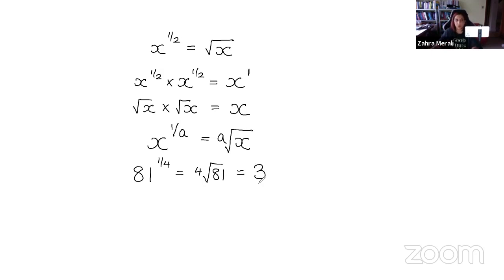So that's all your different types of rules of indices. You've got in total those 5 rules. When you multiply, you add. When you divide, you take away. When they're to the power of each other, you're multiplying. Anything to the power of 0 is always 1. When you have a minus, it's 1 over. And when you have a fraction, it's a root.